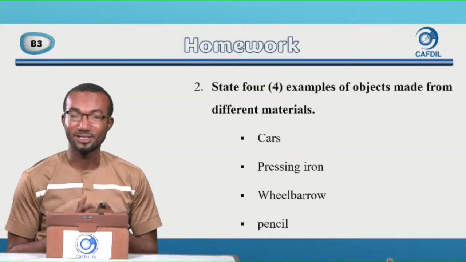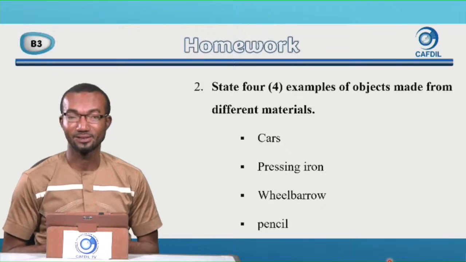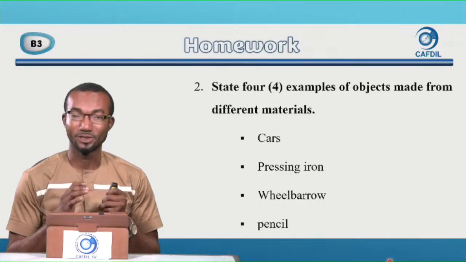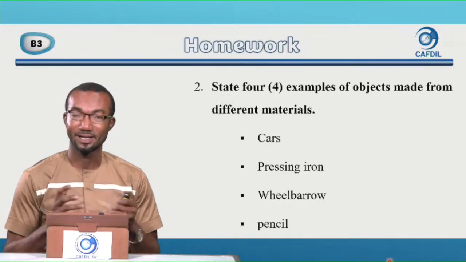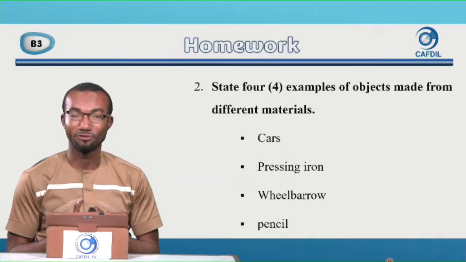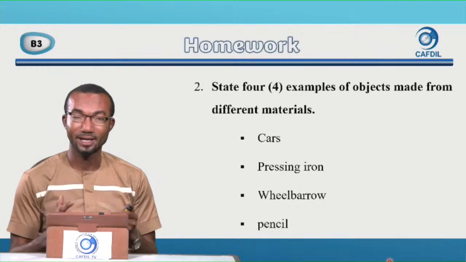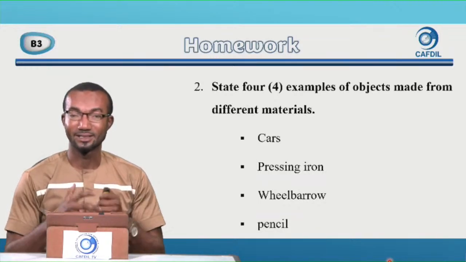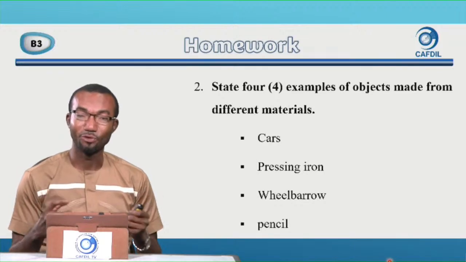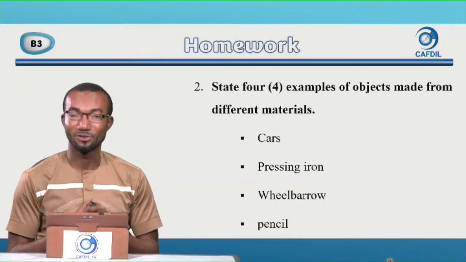State 4 examples of objects made from different materials. So the first one, we have cars. Cars are made from different materials. The body is made of metal, the tires are made of rubber, the seats are made of leather, some foam, or some fabric. So cars are made from different materials.